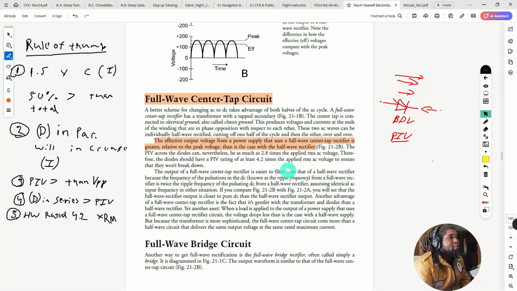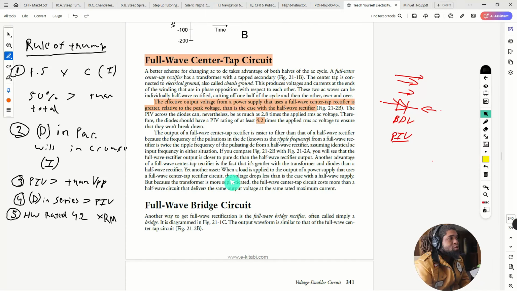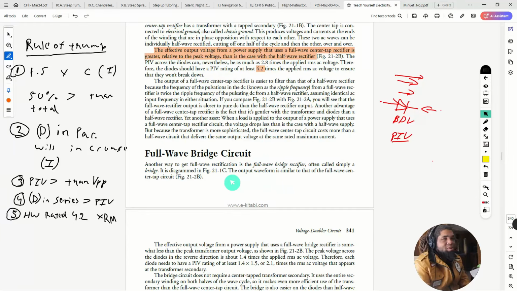The peak inverse voltage across the diode can nevertheless be as much as 2.8 times the applied RMS AC voltage. Therefore, the diode should have a peak inverse voltage rating of at least 4.2. So we can see that the same principle still exists for 4.2. That's why we have these rules of thumb, because they'll likely keep us good in every different scenario, so we don't have to remember a whole bunch of different things.